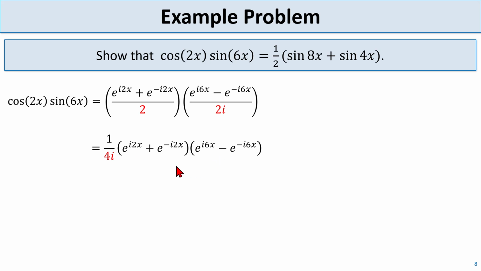Now we have a product of two binomials. The way you take the product of two binomials is by foiling. Even though we have complex exponentials, that idea doesn't change. We're still going to FOIL. So like FOIL, you start by multiplying the first terms together. And remember, when you multiply two exponentials, you're going to add their powers together. 2 plus 6 gives us 8.